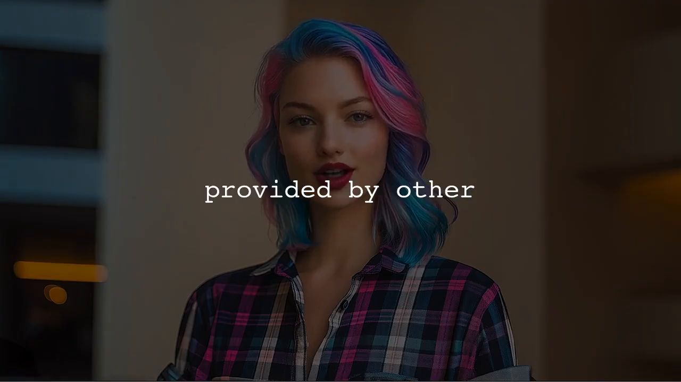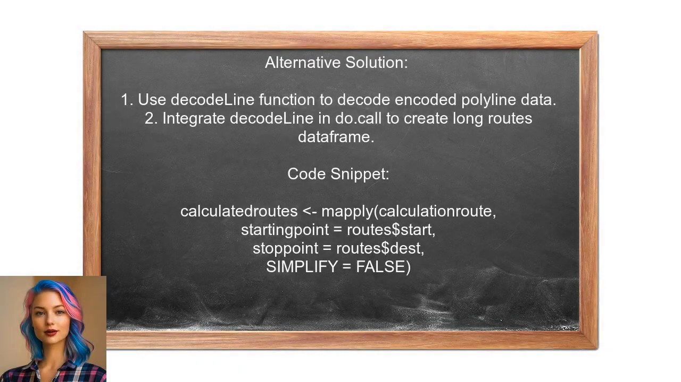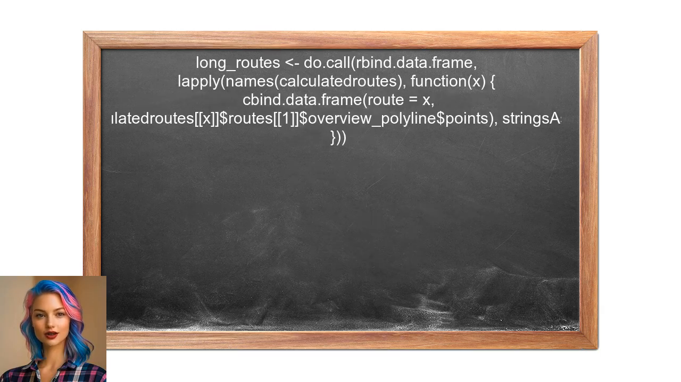Now let's look at the answers provided by other users. An alternative solution provided by another user involves using the decode line function within the do.call to create the long routes data frame. This function decodes the encoded polyline data, allowing the route paths to follow the actual road paths more accurately.